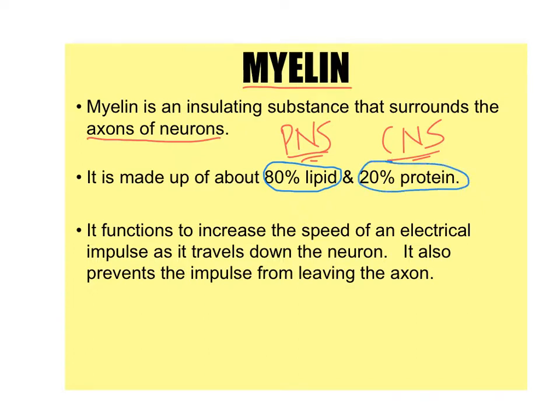And the main thing that you need to know is that it increases the speed of the electrical impulse as it travels down the axon of the neuron. And another little role is that since it's kind of insulated, it prevents the impulse from leaving the axon and possibly stimulating a nearby neuron.